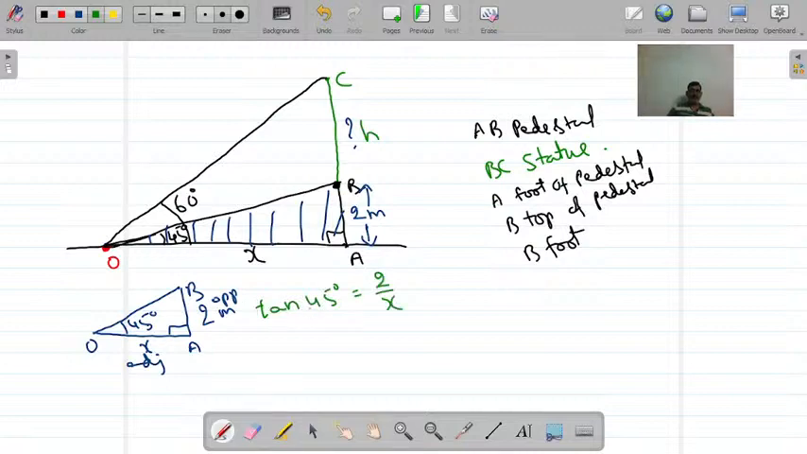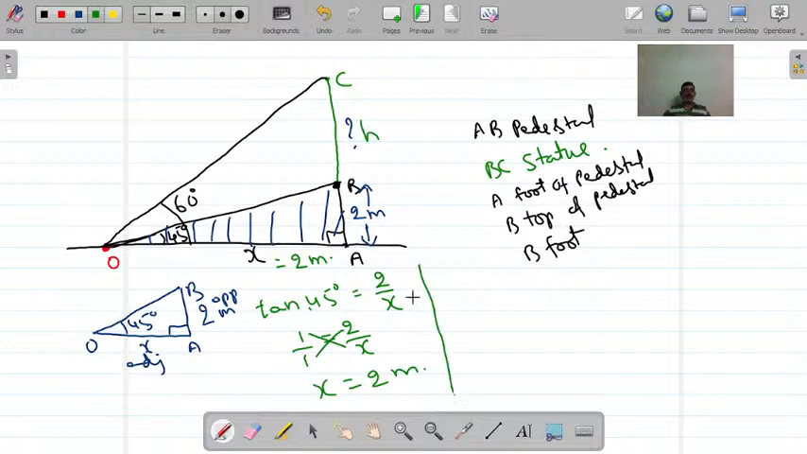But what is the value of tan 45? It is 1. 1 you can write as 1 by 1. Go for cross multiply. So then you can say x is equal to 2 meters. Is it clear? Now, how are we going to do this further?